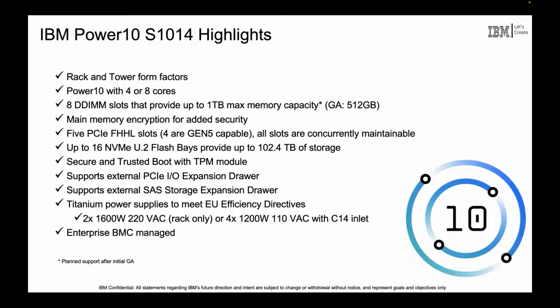The 1014 still does do rack and tower, which is awesome. We can do 4 or 8 cores. We've got 8 differential DIMM slots for up to 1 terabyte of memory with only 512 at GA. We'll talk a little bit, there's a slide about memory options. It's not an easy thing to try and buy, with 512 today and go to terabyte in 4th quarter. So we'll talk a little bit more about that.